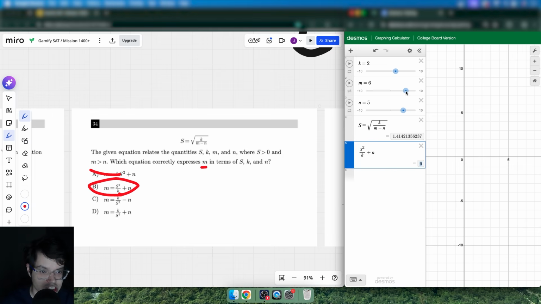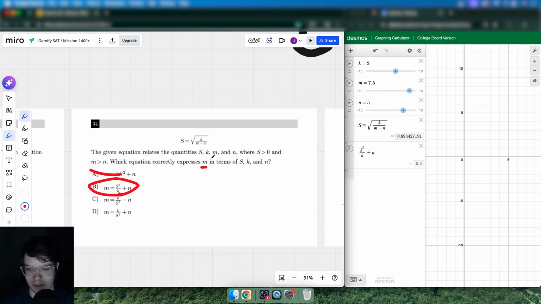If I move around this stuff a bit, actually, I'm going to be completely honest with you. I was going to just tell you guys the answer is B, but I realized when I move it around, we can see the exact thing I was warning you about before. If I move this around, now it does not end up being the exact same thing. Now M is equal to 7.5 and this is equal to 5.4. So B would actually not be the right answer. It only worked for that one random thing we chose.